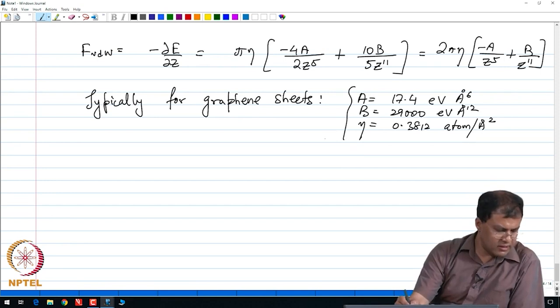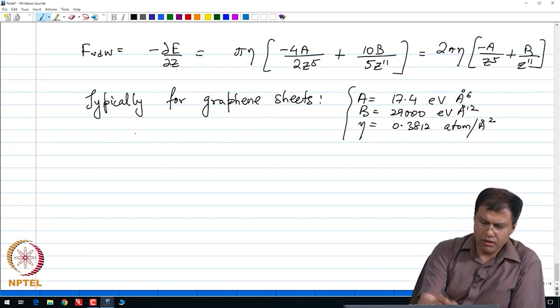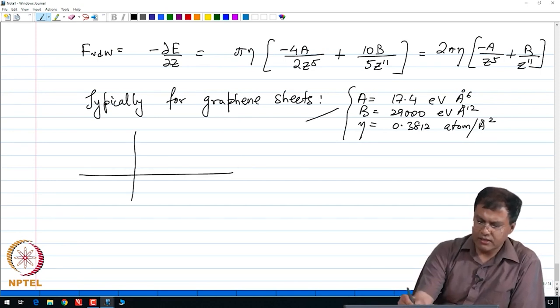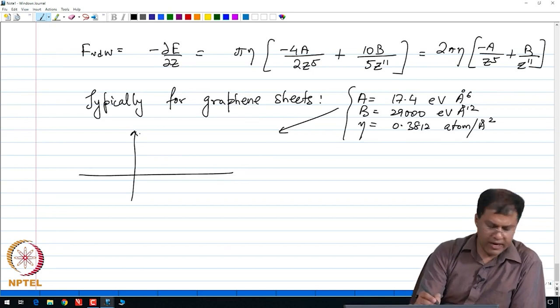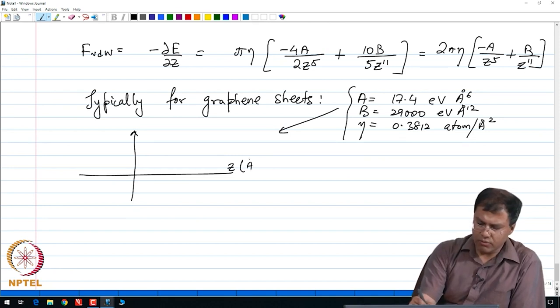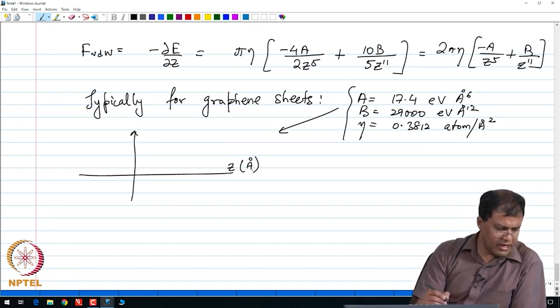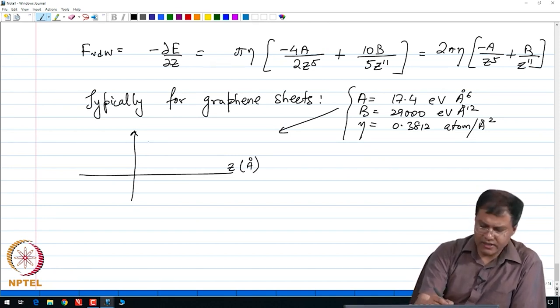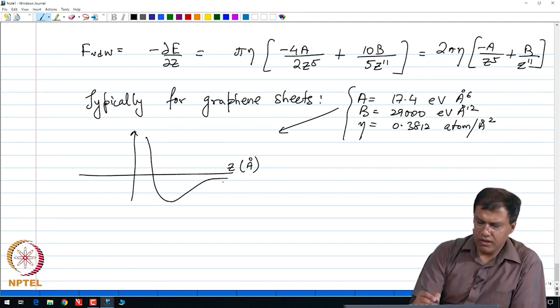For all these constants, let me quickly plot my interaction energy and my force. My x coordinate is the axial component z in angstrom, and typically I see that my interaction energy will be the following.